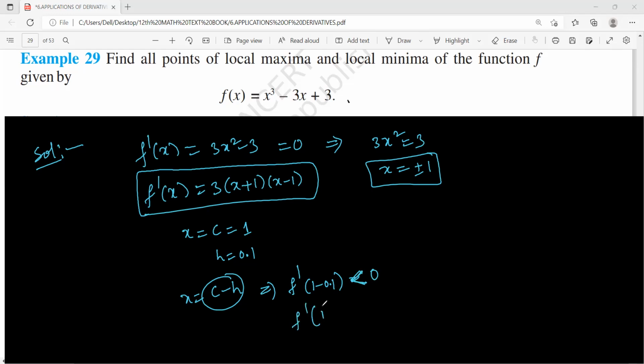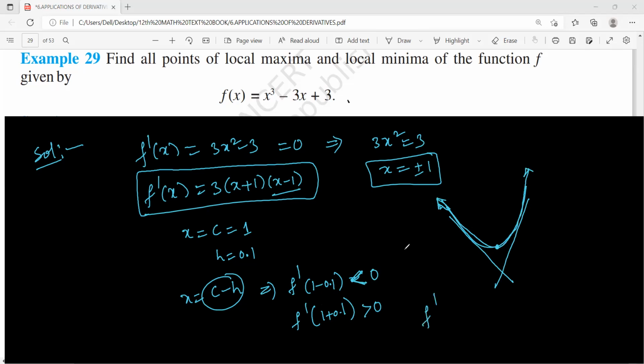Now c plus h, it is definitely greater than 0, positive. This is positive. So that means what? Negative to positive. So negative to positive, that means what it will have? Minimum. If f dash of x is negative, it means it first decreases and then increases. Okay, you understand? So the next, what we take is minus 1.